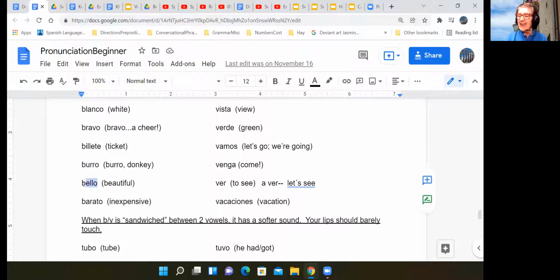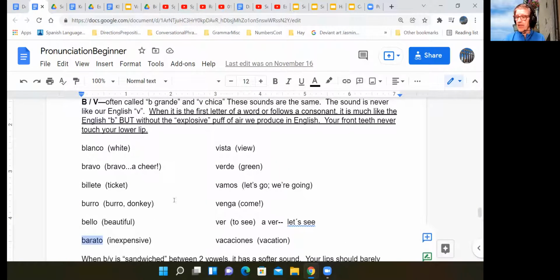Burro. Okay. Here's one of the many words for beautiful. Spanish has a lot of words for beautiful or good looking or lovely. Bello, bello. Bien. And here's one of the words that means inexpensive. Something that does not cost very much. Barato, barato. Okay.